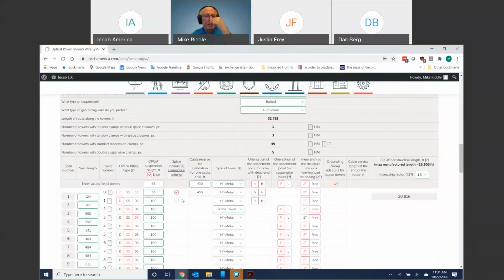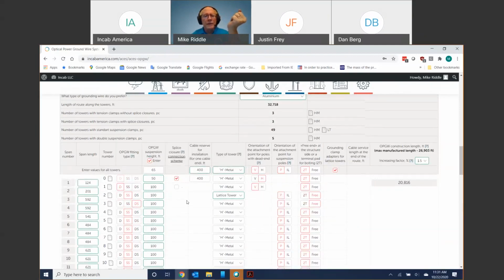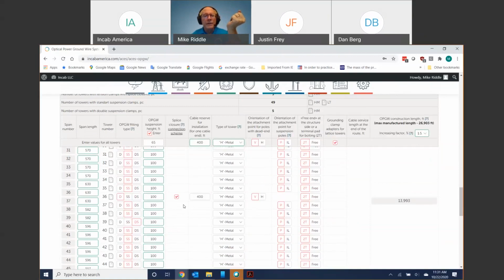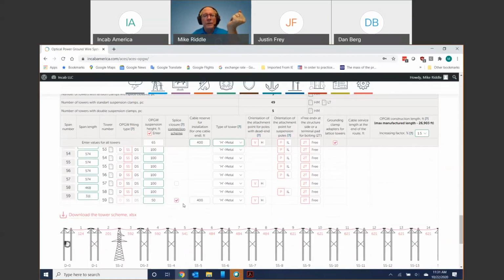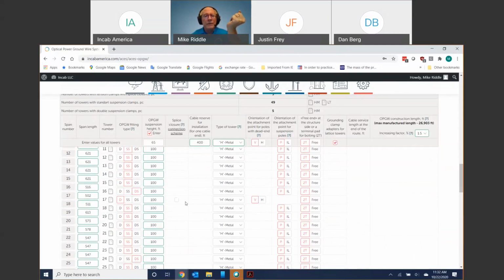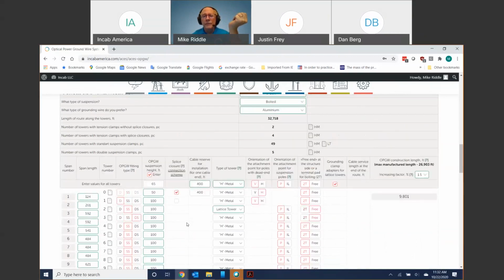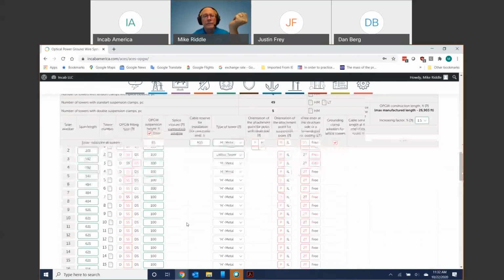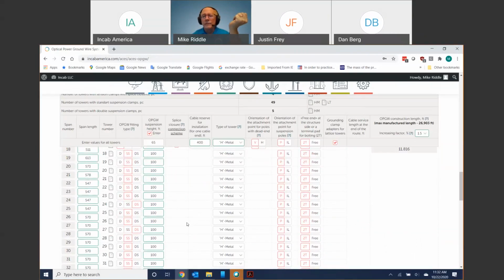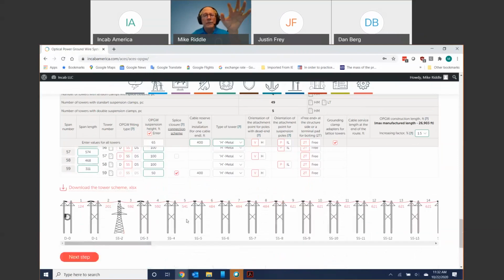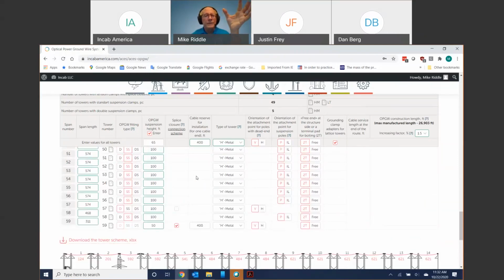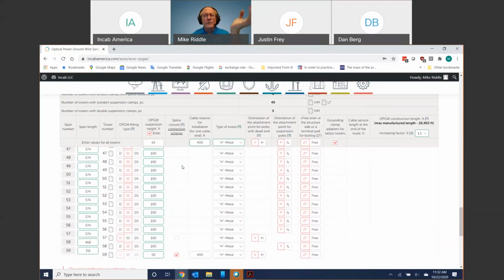So you see it skipped this here and here and just kept going. Now you might say, well, no, I really do need a splice point here, so I'll go ahead and put one there. So when you've got your tower information entered and you've picked your splice points, you're ready to move on.